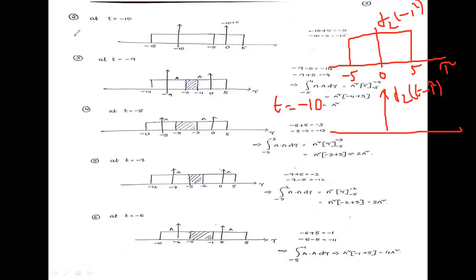At t equal to minus 10, F1 is the same; there is no change in F1. F1 of t is at minus 5, 0 and 5 with amplitude A. And F2 of minus tau, after folding, is the same, because whatever F2 of tau is, F2 of minus tau is also the same. It is an even function, symmetrical for plus values and minus values.